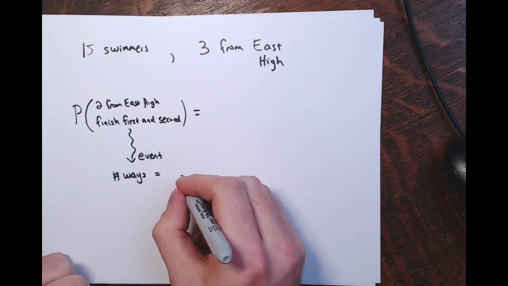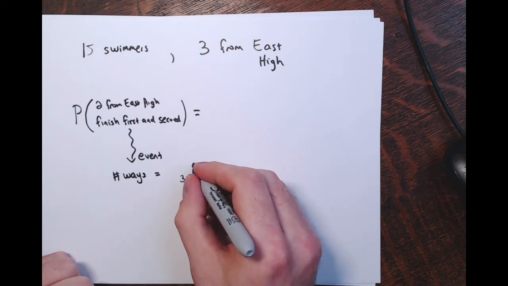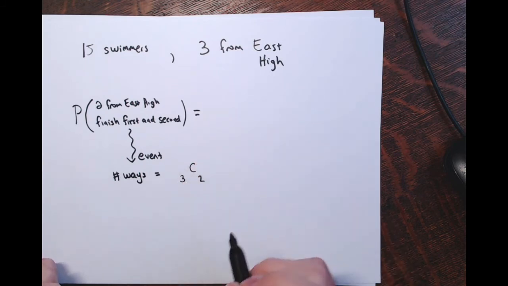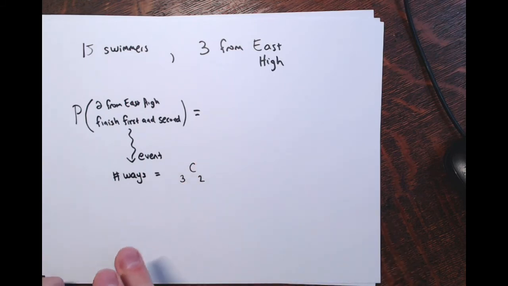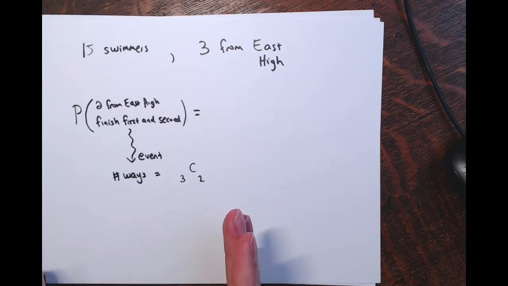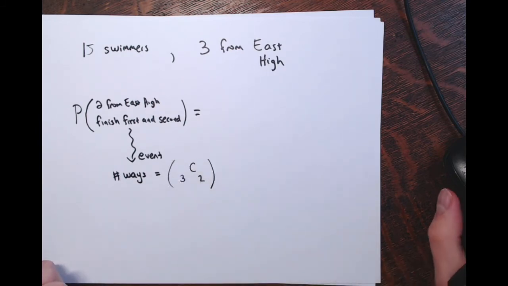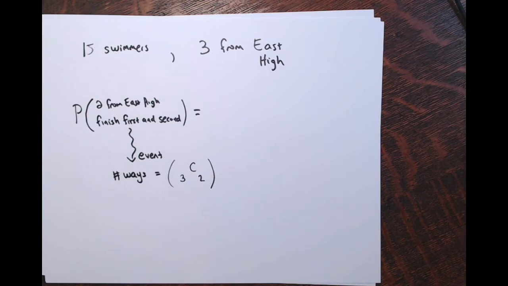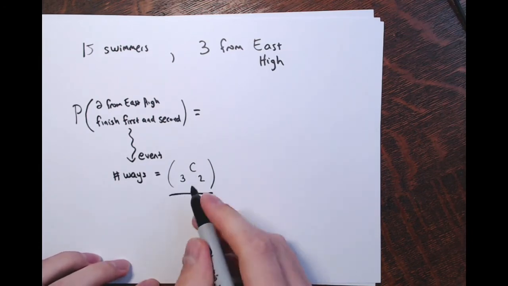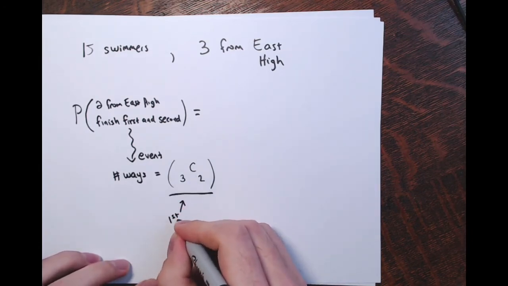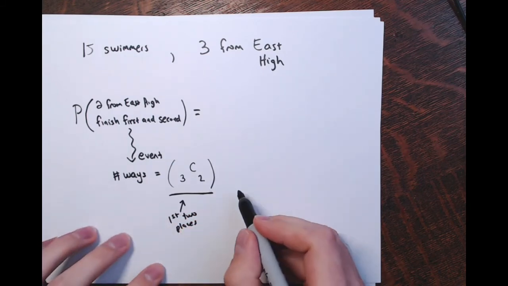So there are 3 East High students, and I'm just going to choose 2 of them to finish first or second, right? Because again, it doesn't matter if, like I said, Bob finishes first and Tom finishes second, or if Tom finishes first and Bob finishes second, as long as they're from East High. So that's why I'm using combinations here. But that's just picking the first 2 places, though.